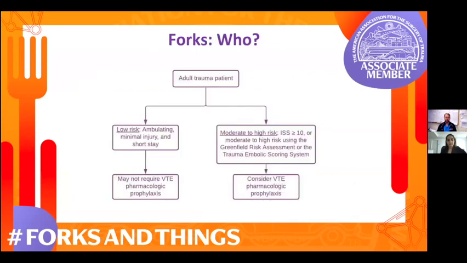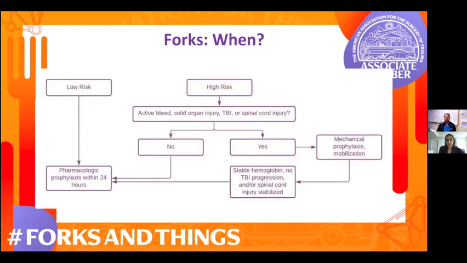So the who. Our algorithm for the Western Trauma Association guidelines was for adult trauma patients. Of course, some children and post-pubescent adolescents require DVT prophylaxis, but that's within a different set of algorithms. Our recommendation is to provide VTE prophylaxis for most patients. Those who are ambulating, have minimal injury, and a short hospital stay may not require VTE prophylaxis. Our guidance with this algorithm is to give most patients VTE prophylaxis.